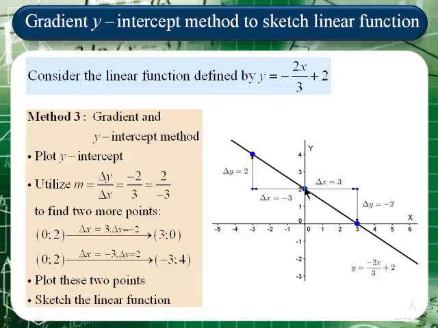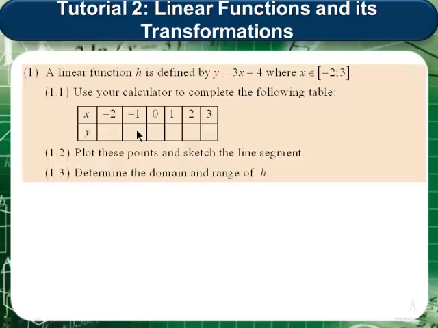So here's all the details. So you see we start with the y-intercept, and then we make delta x 3, delta y minus 2 to get to this point, delta x minus 3, delta y plus 2 to get to the third point, and then we can simply sketch it. We're now in a position to tackle tutorial 2, dealing with linear functions and its transformations.